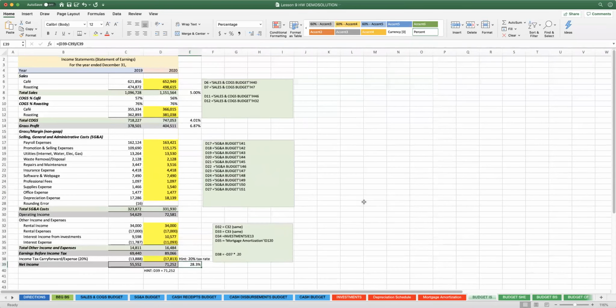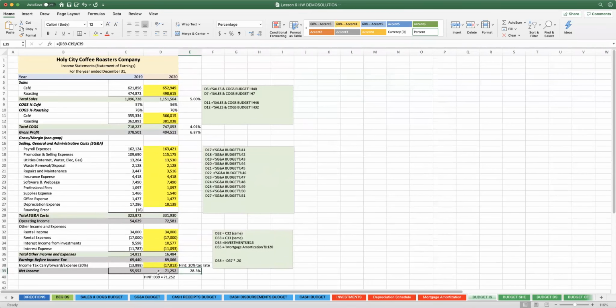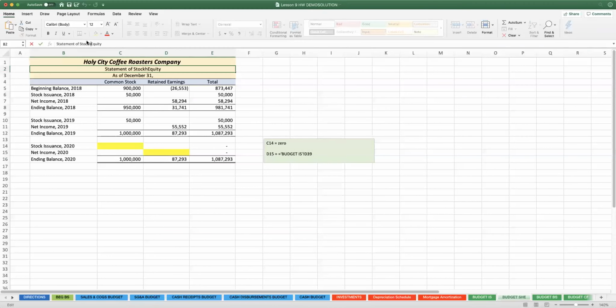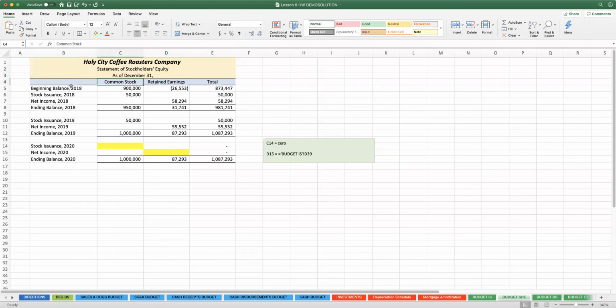I'm going to crunch that up a little bit because we're going to come back and grab that profit number. So if we go to the budgeted statement of stockholders' equity, so that's what this is, I'm going to slip that in there. It's a corporation. Notice that you've got a couple years' worth of data. This is all of 2018, this is all of 2019, and then you've got to build 2020.